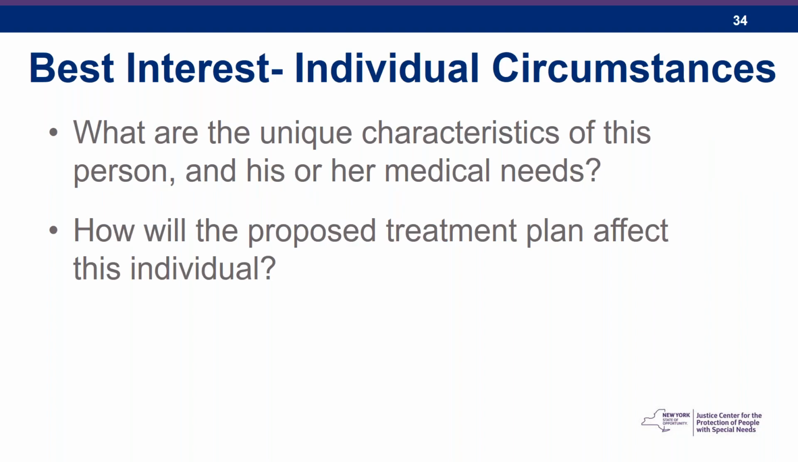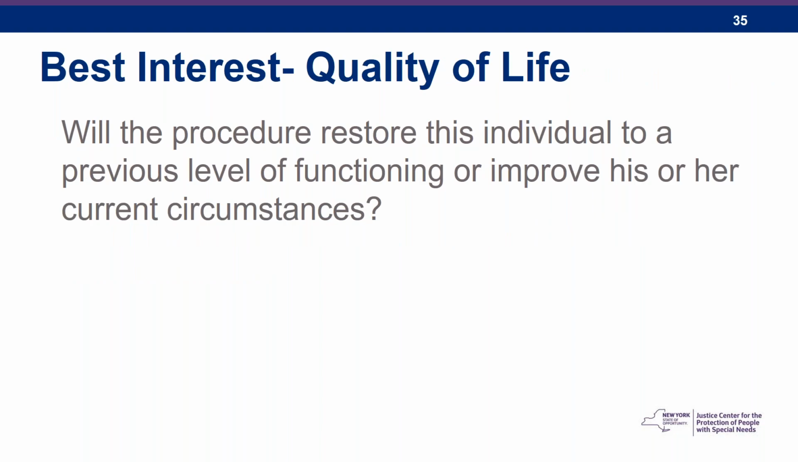And this is done by sharing information about any unique characteristics of the person, his or her medical needs, and how the proposed treatment plan is going to impact this person, their quality of life, their functioning, etc. And also, will the procedure restore this individual to a previous level of functioning or improve their current circumstances? So these are often questions that we're looking at, the example I used before was about the cataract surgery. But it could also be a situation when we're looking at best interest.